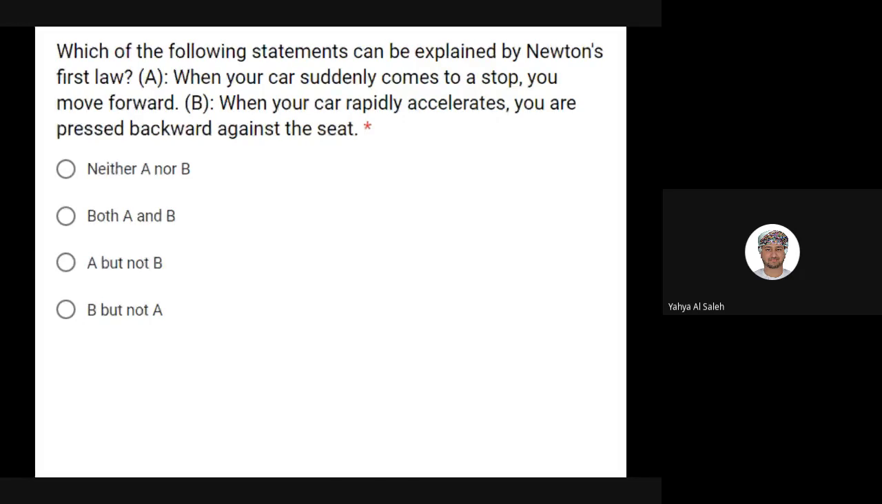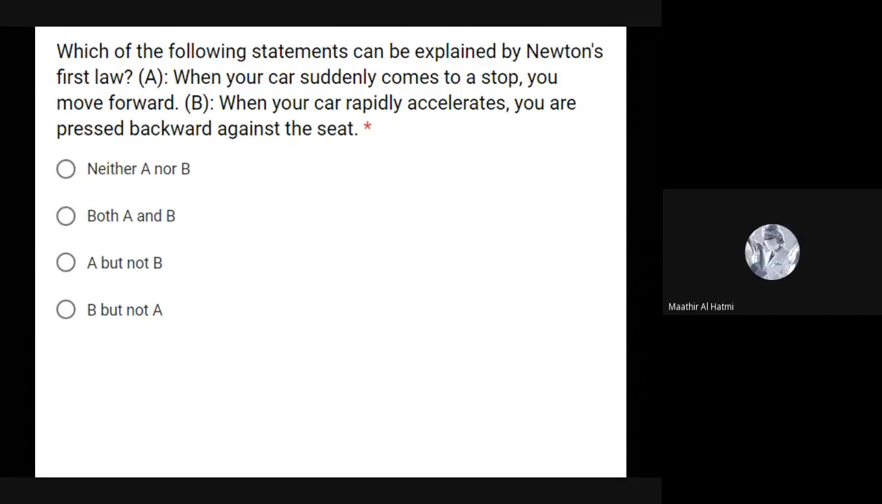Which of the following statements can be explained by Newton's first law? A, when your car suddenly comes to a stop, you move forward. B, when your car rapidly accelerates, you are pressed backwards against the seat. Neither A nor B, both A and B, A but not B, and B but not A.